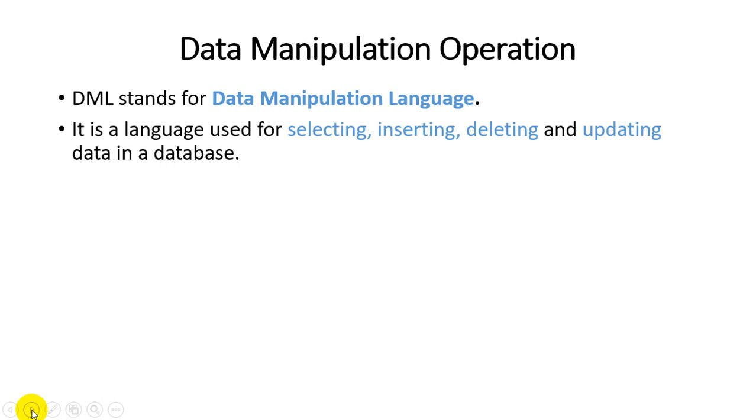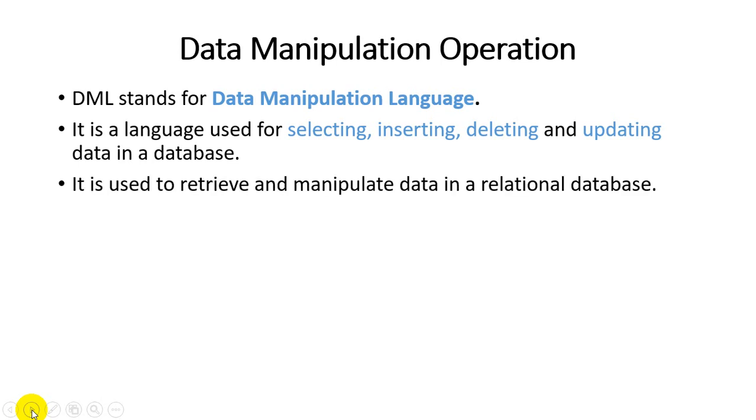As per the definition, whenever we modify data of a particular database or table, like selecting particular data, storing a record in a table, deleting already available data, or modifying information that is already part of tables, we use DML, or data manipulation language operations. It is used to retrieve and manipulate data in a relational database.